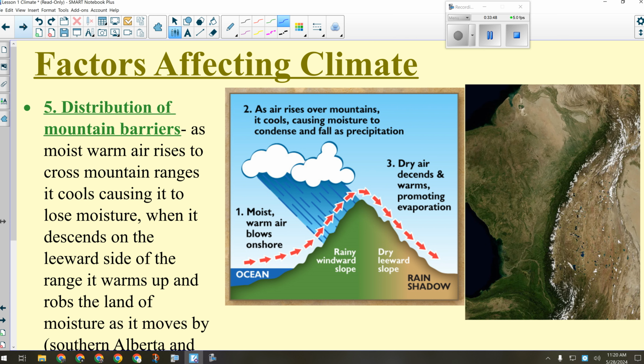Well, you've got all this warm, moist air coming off the Pacific, okay, and it hits the mountains. And when it hits the mountains, it has to go up. What's going to happen to the moisture is that as the air goes up, it's going to get colder. It's going to condense, okay? And so what you end up with is what we call the rainy windward slope. It's why western BC has a temperate rainforest.